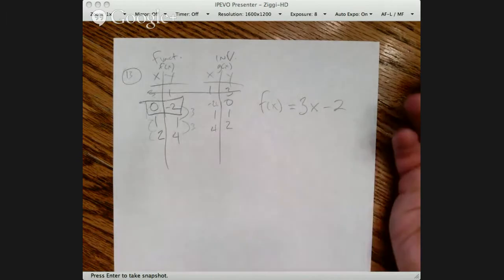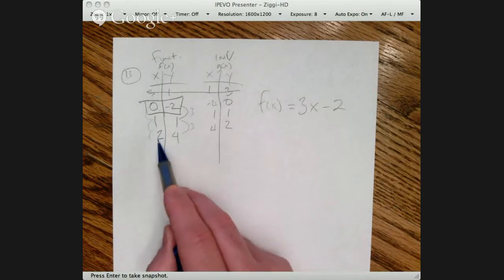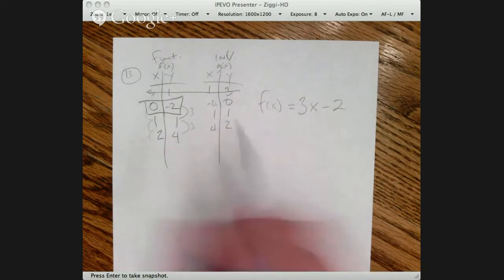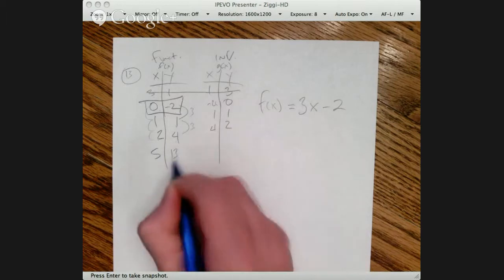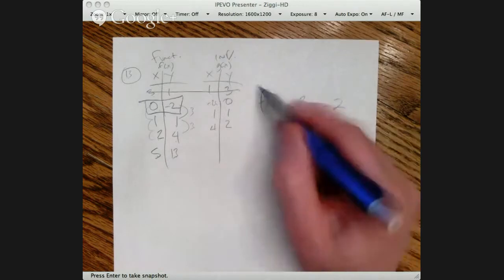Let's see if that works for the values I have here. Plugging in a 1, 3 times 1 is 3, minus 2 gives you 1. Good. Plugging in a 2, 3 times 2 is 6, minus 2 is 4. Good. And actually, I'll just take 5, 13 to see if that's also one that works. 3 times 5 is 15, minus 2 is 13. We're good. This is our f of x.